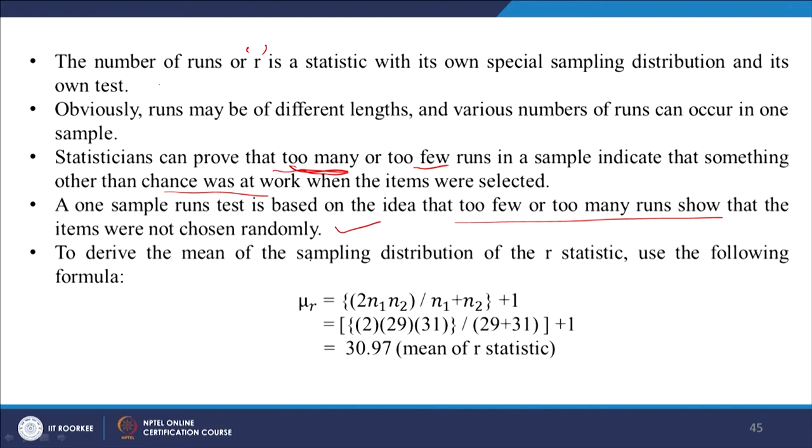To derive the mean of the sampling distribution, let us use the formula. The formula is 2n1n2 divided by n1 plus n2, then plus 1. Taking this, you have 2 into 29 into 31 divided by 31 plus 29, which is 60, plus 1. So, my mean of the R statistic is 30.97.